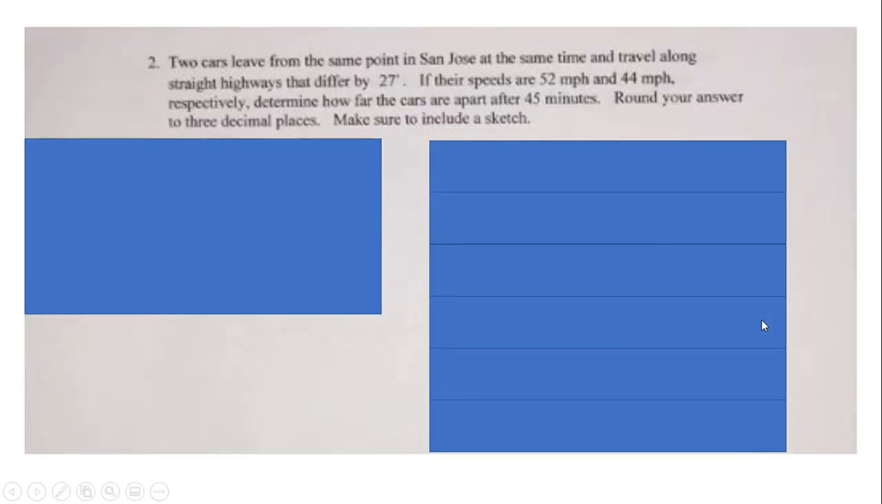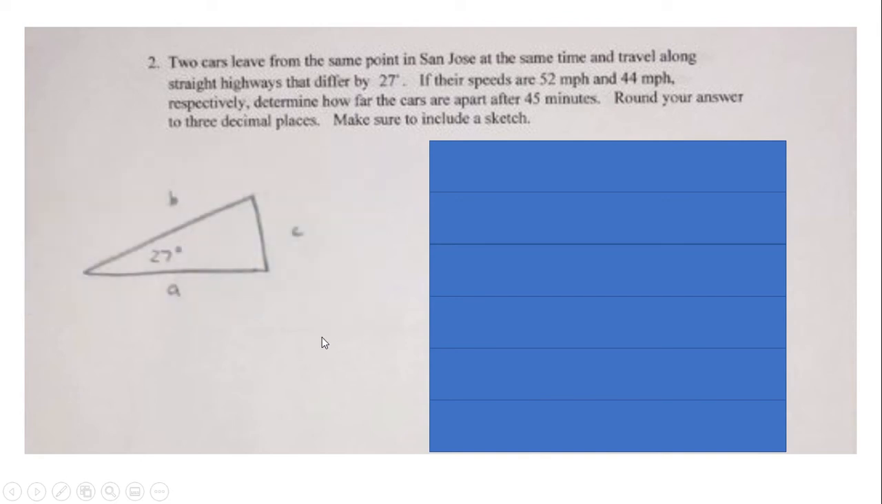Two cars leave from the same point in San Jose at the same time and travel along straight highways that differ by 27 degrees. If their speeds are 52 miles per hour and 44 miles per hour respectively, determine how far the cars are apart after 45 minutes. Round your answer to 3 decimal places. Make sure to include a sketch. Okay, well, let's draw a sketch.